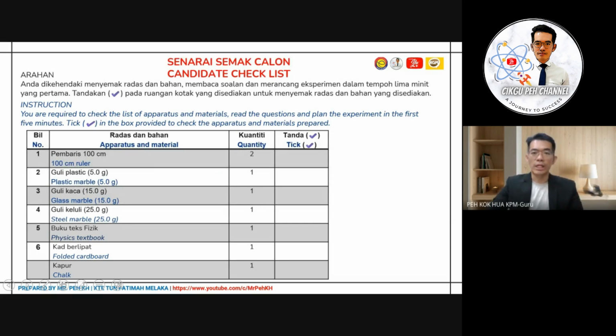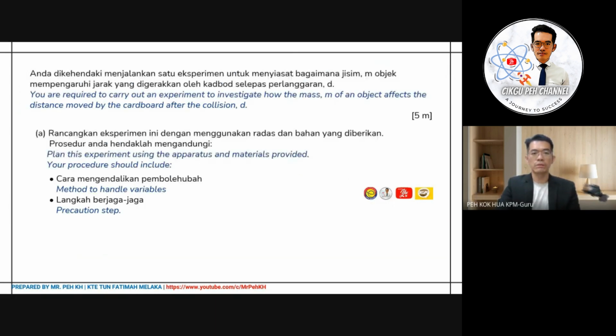So this is the checklist for the candidate where you are required to check the apparatus and the material. Read the question and plan the experiment first in the first 5 minutes. So you have to take the checklist at the column here. If the quantity of the apparatus and material provided is correct and functioning well, you can just take all the apparatus. Okay, so the question will be like this.